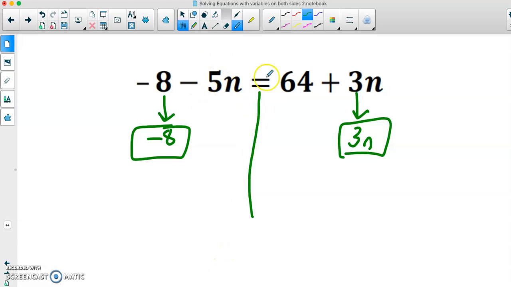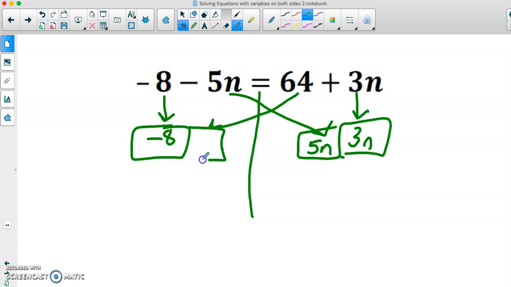Okay, we're going to put the n's together. So I'm going to bring this -5n over and put it in a box. Notice we cross that equal sign, so the sign is going to change. That's going to become a +5n. And the 64, I'm going to bring that over here. The sign is going to change. It's going to be a -64.